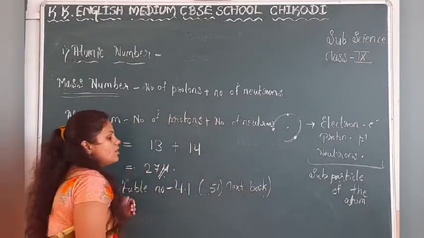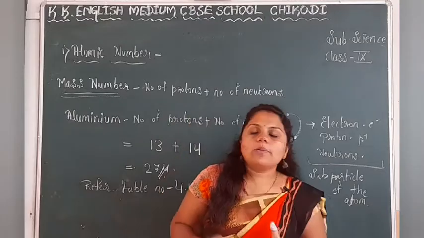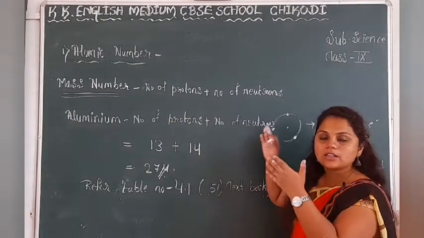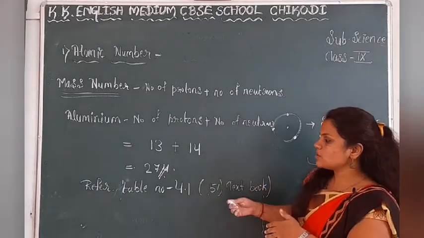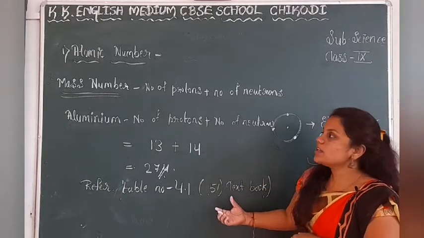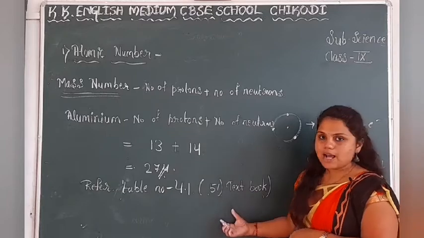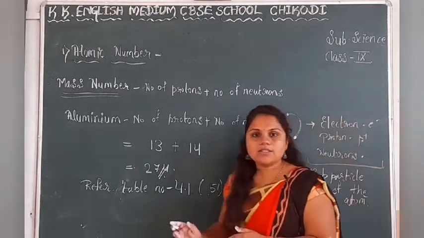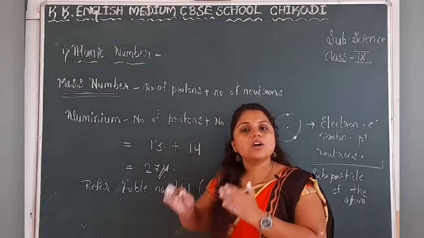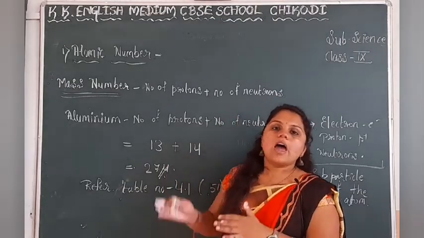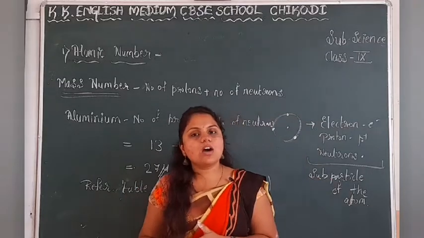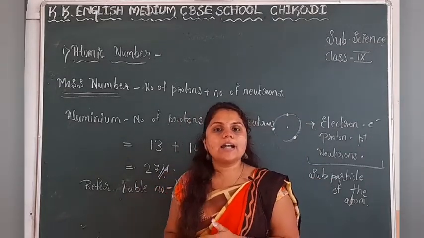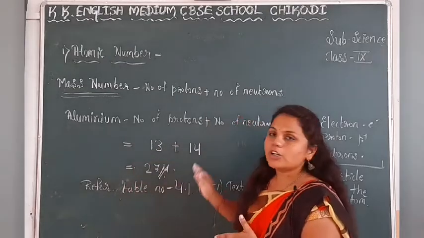Okay, so if you want to know about the number of protons and number of neutrons in a particular element, then you must refer to this table. So easily you can calculate the mass number. Yes. So what do you mean by mass number? It is the sum of number of protons and number of neutrons present in the nucleus of the atom.